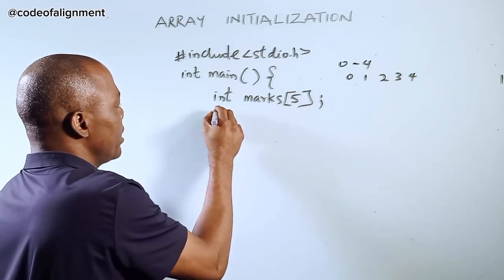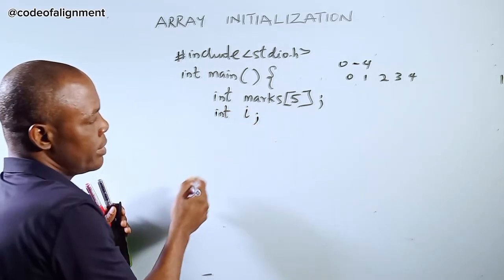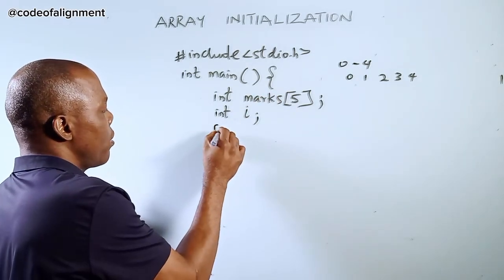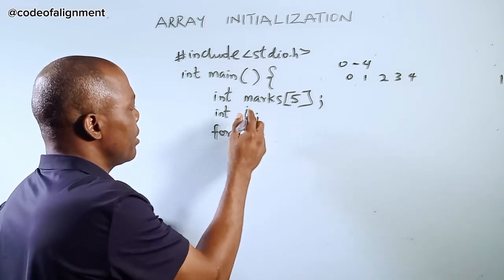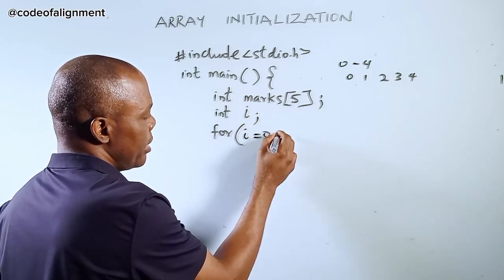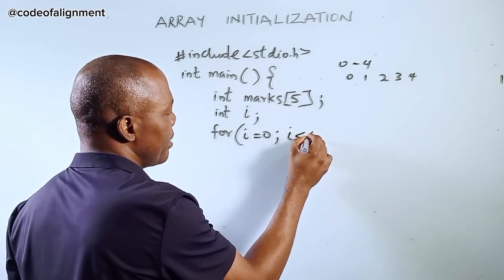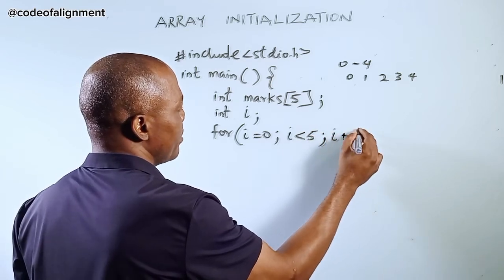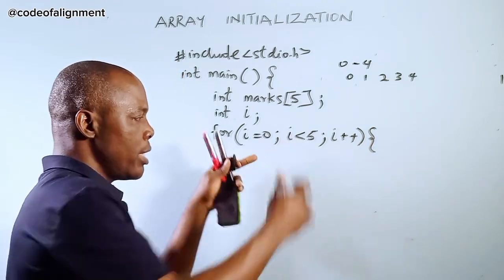So I will also declare the index, int i, right? The index int i. Then I'll bring in my for loop. I'll say for, then I'll put my conditions inside this place. I will assign value to this i. So I assign 0, then I will say if i is less than 5, then increment i. So inside this for loop, I will test this condition. If it is true, then I will come in.